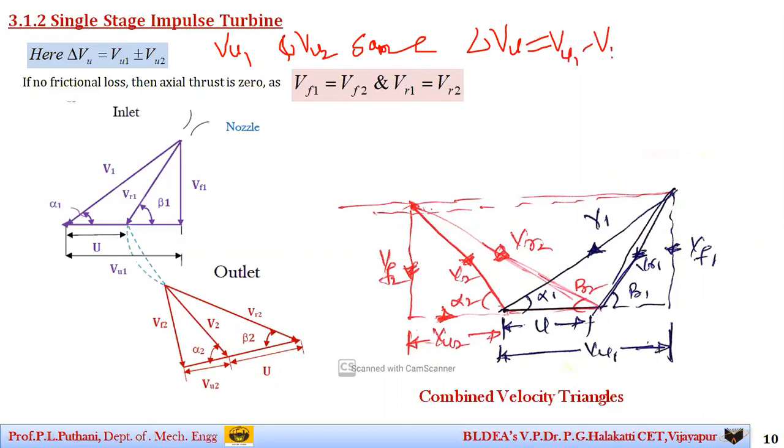Regarding this, we have already solved one problem in the previous sessions. There you can see how the value of VU2 becomes negative and how the shape of the velocity triangle changes. This is the first point for the discussion of the single stage impulse turbine.